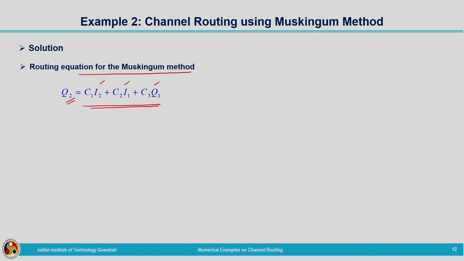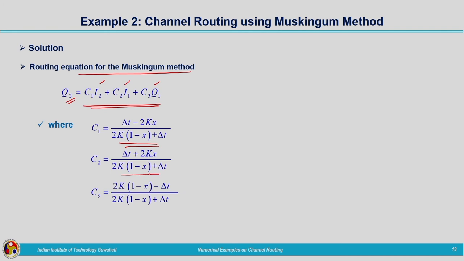For the next time step, we need to compute Q2, that is the Q value, the outflow value, based on the known value of Q1 and also I1 and I2. That we can do by making use of this Muskingum equation. But first we need to compute the values corresponding to C1, C2 and C3. C1 is given by this equation, and likewise C2, C3. These equations we have already discussed in the previous lecture.